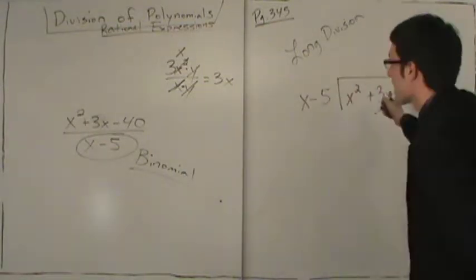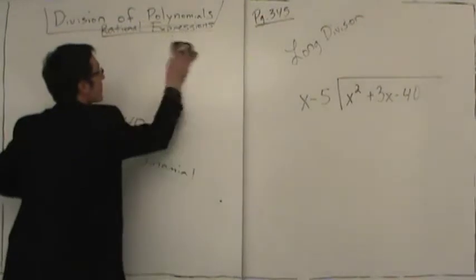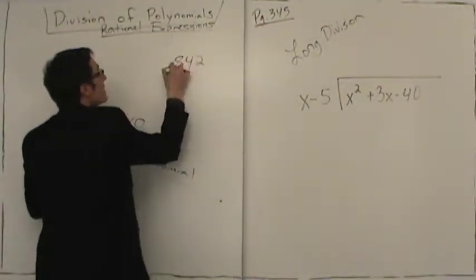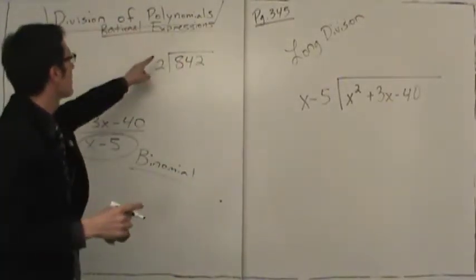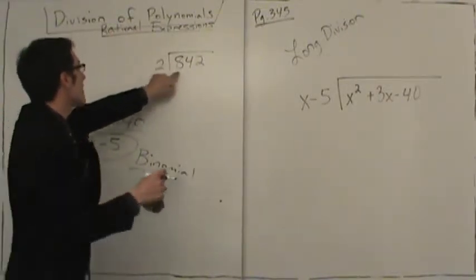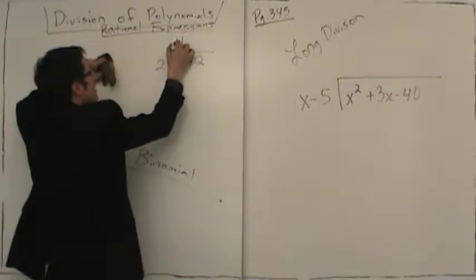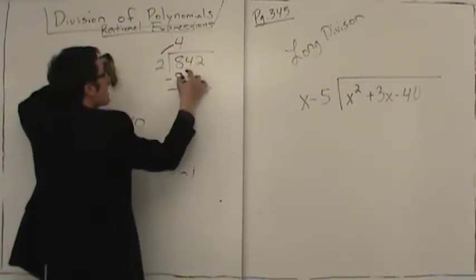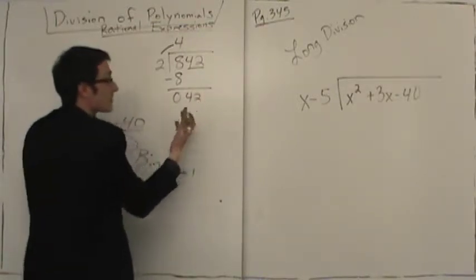Now, going back to what you learned in elementary school, for instance, if I write 842 divided by 2, what you did in elementary school was ask the question, how many times does 2 go into 8? Well, you answer 4. 2 goes into 8 4 times, and now what do we do with the 4 and the 2? We multiply. 4 times 2 gives 8, then we subtract. 8 minus 8 gives us 0. We bring down the 42 and start the process over again.